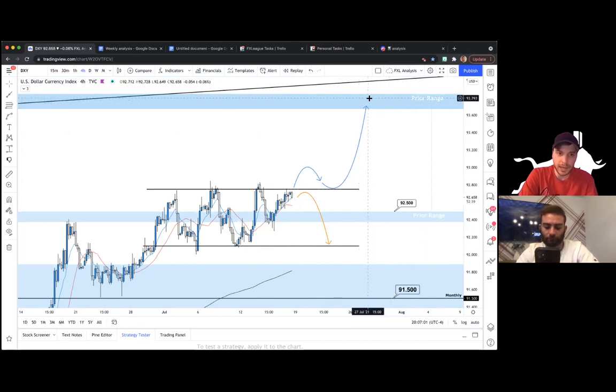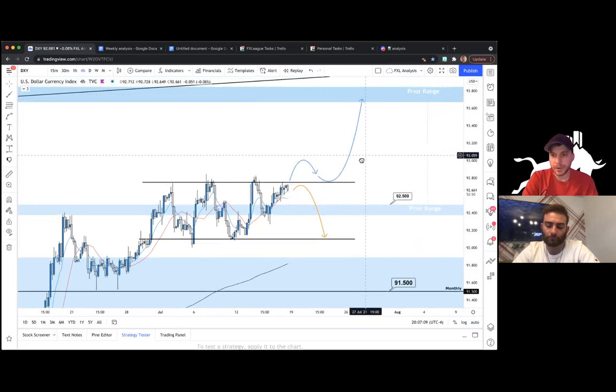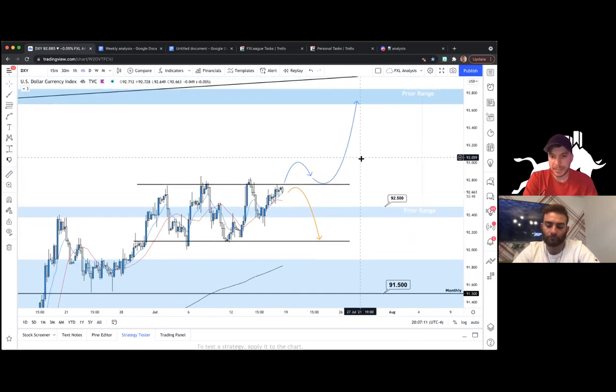Up towards 93.8. Okay, so that's ideally what we want to see happen. That's definitely the most likely, and it's a pretty conservative outlook for the dollar. So it could be a pretty big possibility.